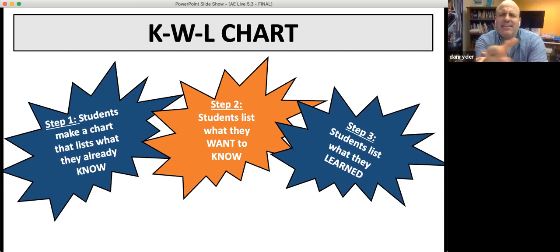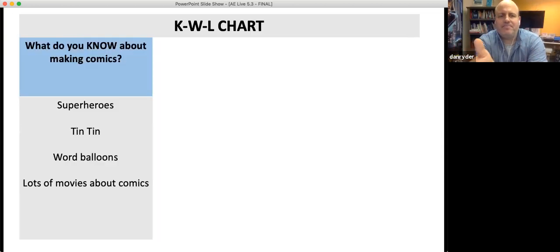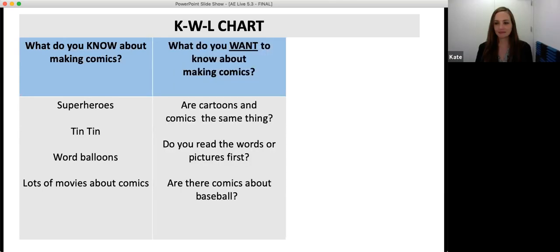If we go to the next slide, you can kind of see how this would work with comics. So you might ask them to start with, what do you know about making comics? And there's just some things that a student might list. They might know about superheroes, and they might know that there are word balloons, and they might know there's lots of movies made about them. They might know the character Tintin or Asterix or one of these kind of famous characters. In step 2, you find out what they want to know.